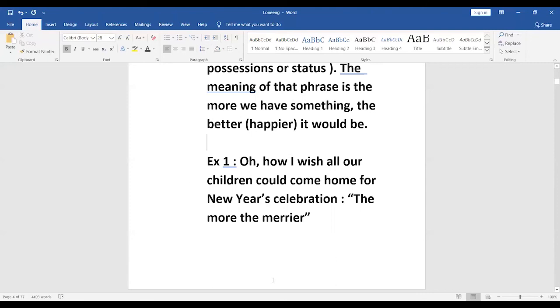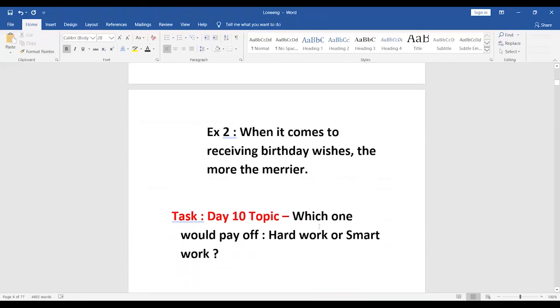So here, this parent is wishing that our children come home for New Year's celebration. So she's using the sentence, the more, the merrier. Let's take a look at example two. When it comes to receiving birthday wishes, the more, the merrier. So this person is so happy to get more and more wishes, because the more wishes you get, the more gifts you get. The more gifts you get, eventually you are happy.